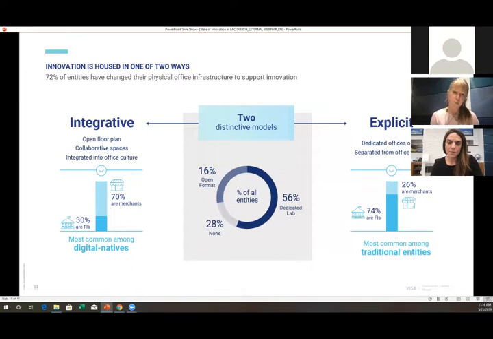As we spoke with our participants in the study, we saw that 2 models very clearly emerged, one that we call explicit and one that we call integrative. The explicit model is one in which you have an explicit innovation staff, maybe a chief innovation officer. You might have a specific innovation lab, or at a minimum, specific offices for your innovation team.